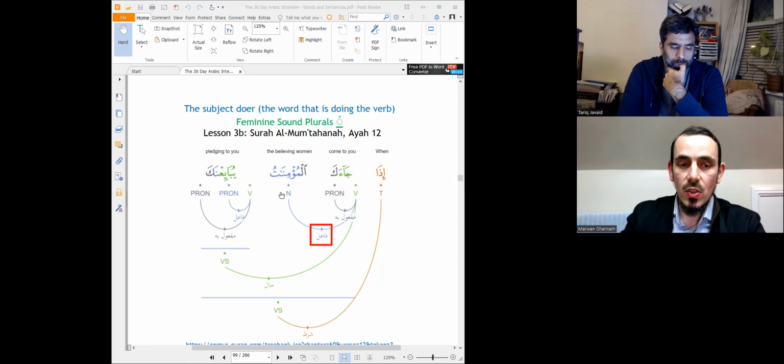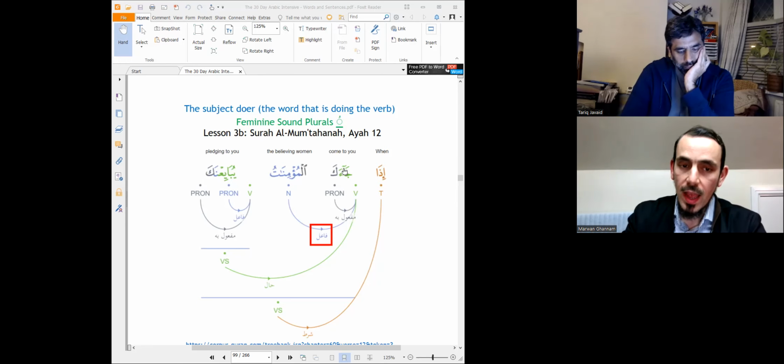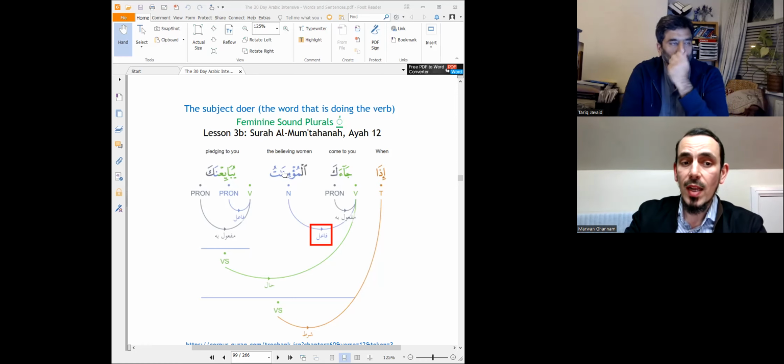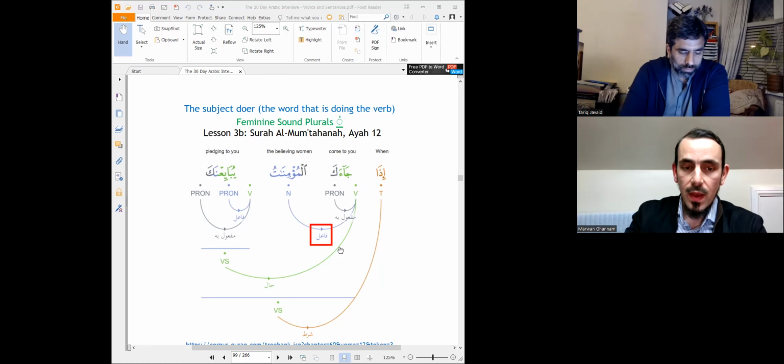What verb is it pointing to? Look at the arrow. What's it pointing to? Ja'aka. Very good. Okay, come to you. So when the mu'minat come to you, and the reason why, if this wasn't labeled here, because you can just read the label, the reason why we know this is the fa'il is because it's got a dhamma at the end, because it's a feminine sound plural and it's got a dhamma at the end, then it must be the fa'il.